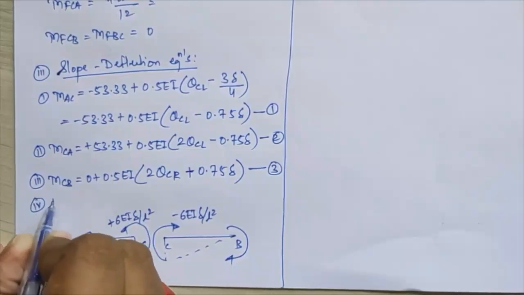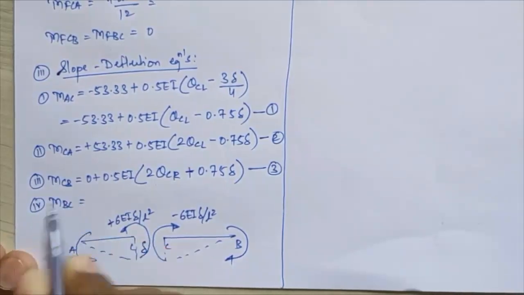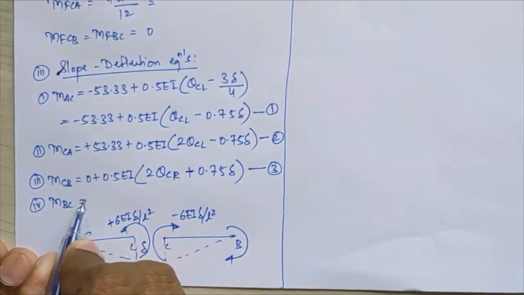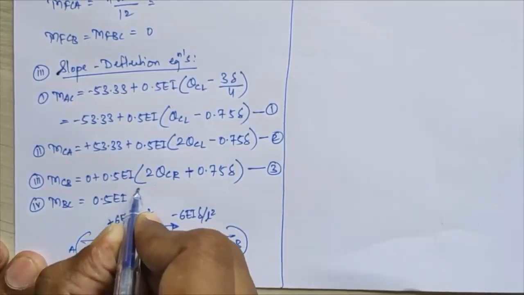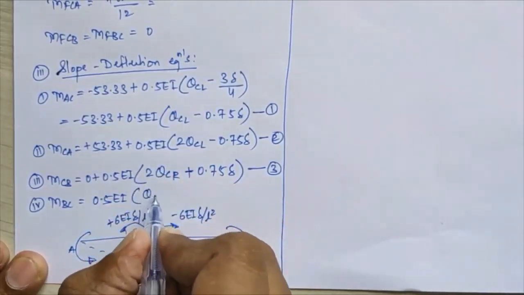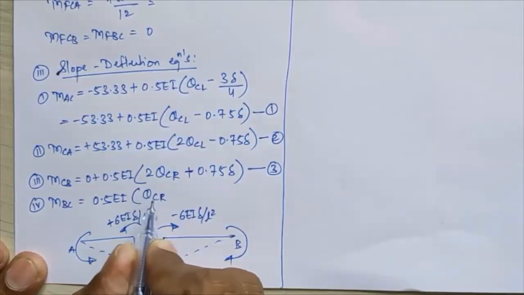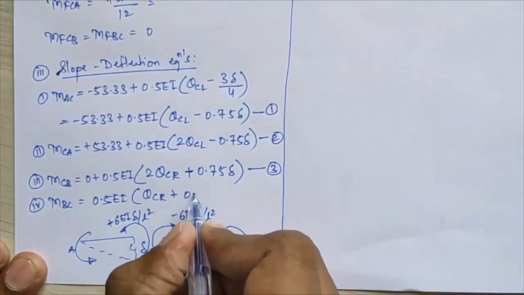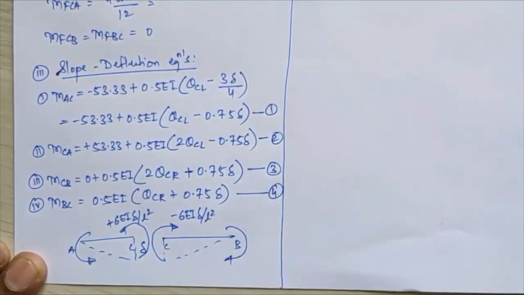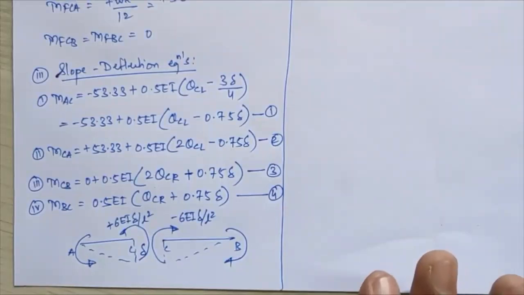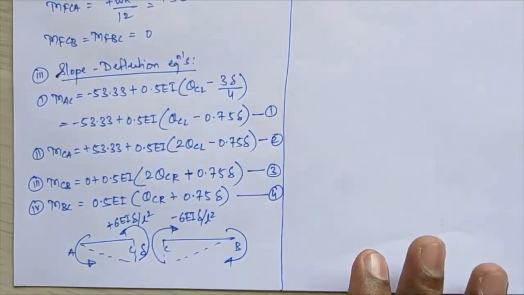Next, the fourth equation I'll see, that will be for MBC. Again MFBC is 0, plus 2EI upon L, I'll get 0.5 EI theta CR, because this will be your far end now, plus 0.75 times delta. That will be my equation number 4. So these 4 equations I am getting as my slope deflection equations over there.